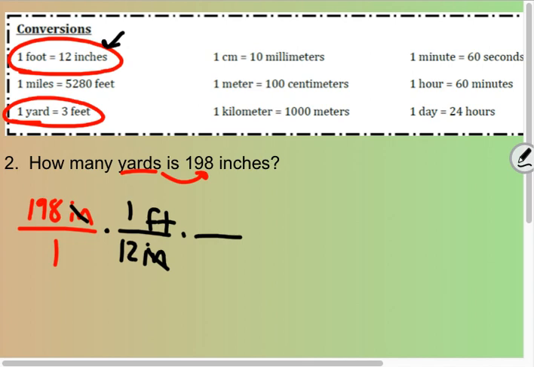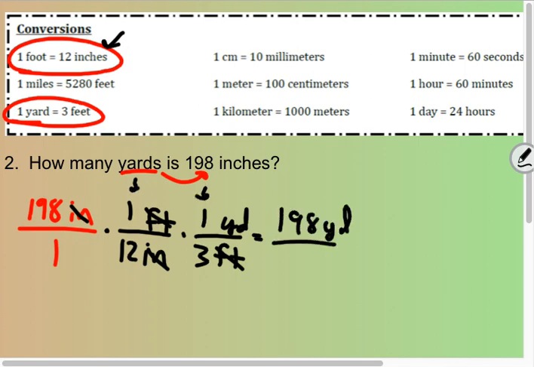How many feet in a yard? Well, I'm going to put feet down here and yards up here when I'm comparing them. There's 3 feet in 1 yard. So multiplying this out, the feet cancel out now. And it's 198 times 1, so it's 198 yards divided by, well, 12 divided by 3 is 36.